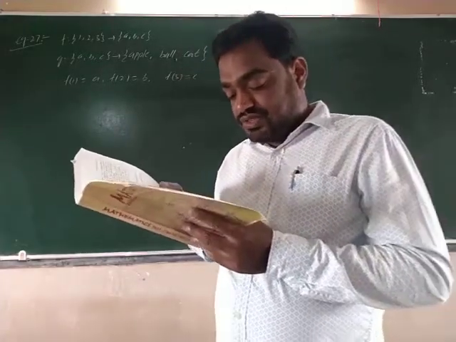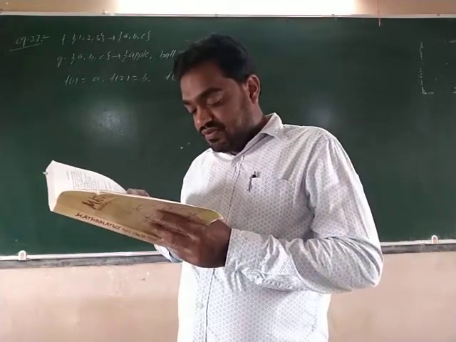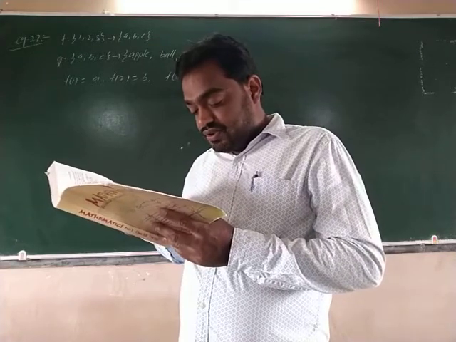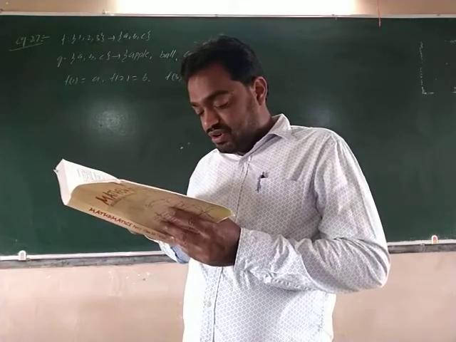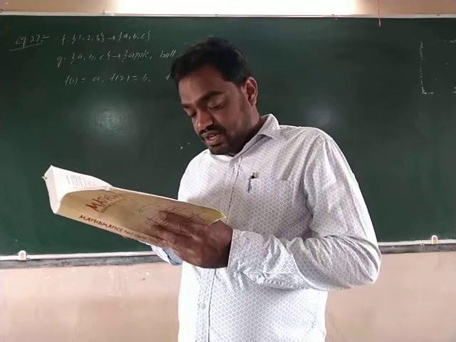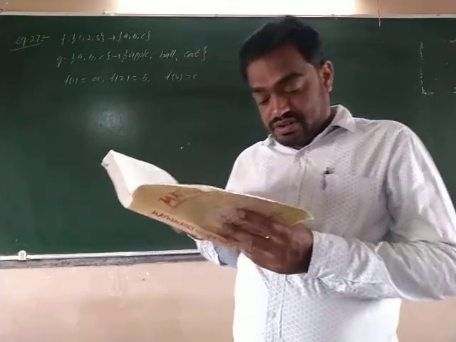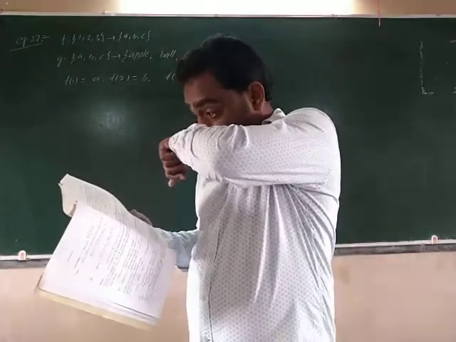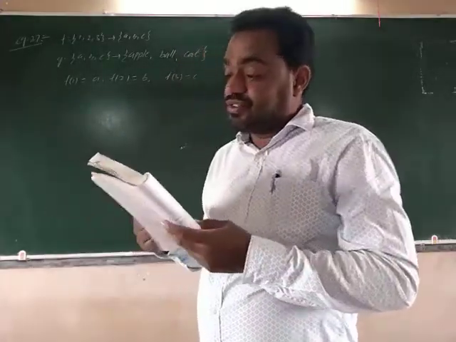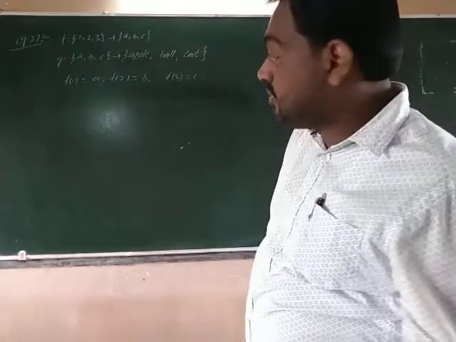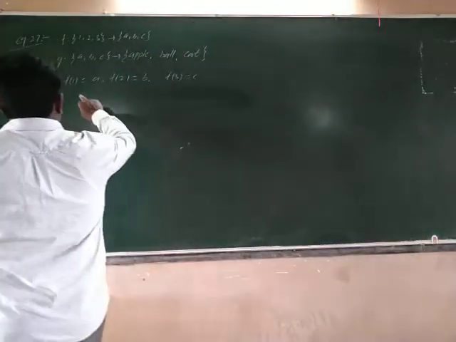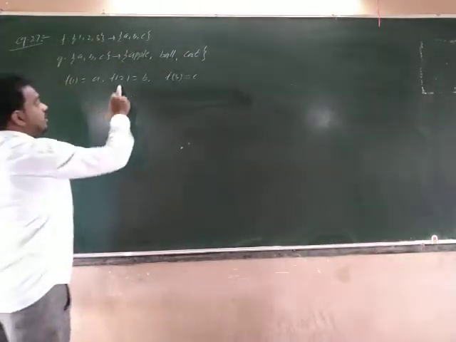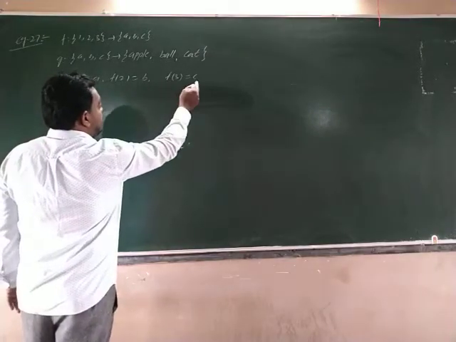Show that f, g and g circle f are invertible. Find f inverse, g inverse and (g circle f) inverse, and show that (g circle f) inverse equals f inverse circle g inverse. This is the question. Here f is given as f(1) = a, f(2) = b, f(3) = c.